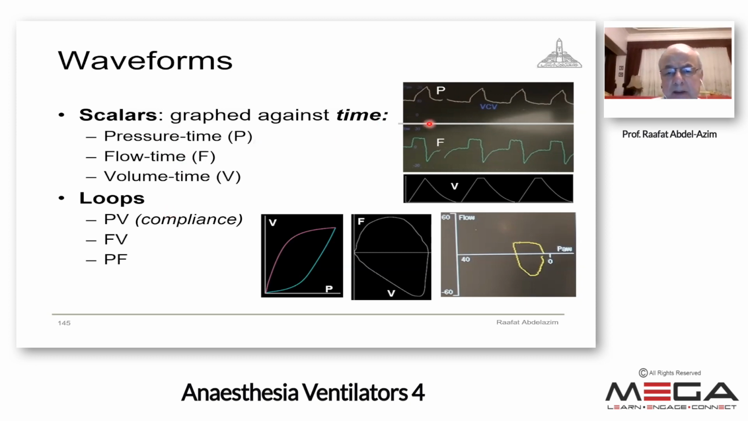Here in the scalars, each one is represented by a graph. But in the loops, two components, the relationship between them, is displayed. One for pressure volume. So the point is moving somewhere and coming back. Because it is moving and coming back, that's why it is called a loop. So we have a loop for the pressure volume relationship, a loop for volume flow, and a loop for pressure flow.